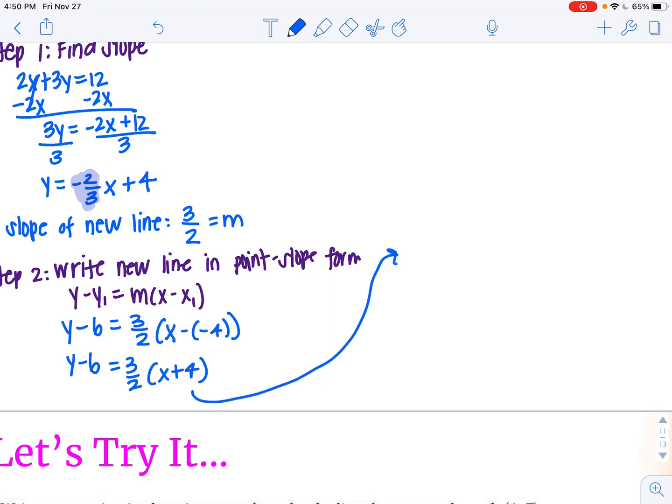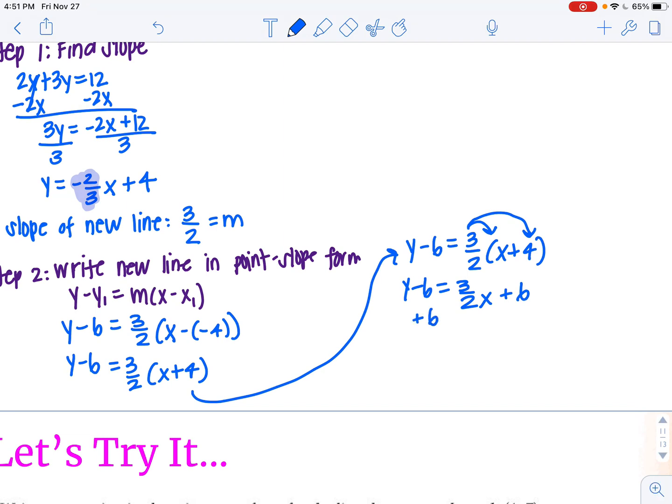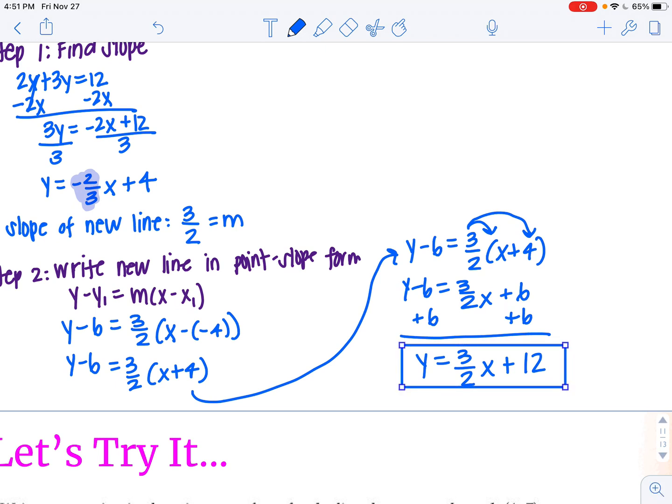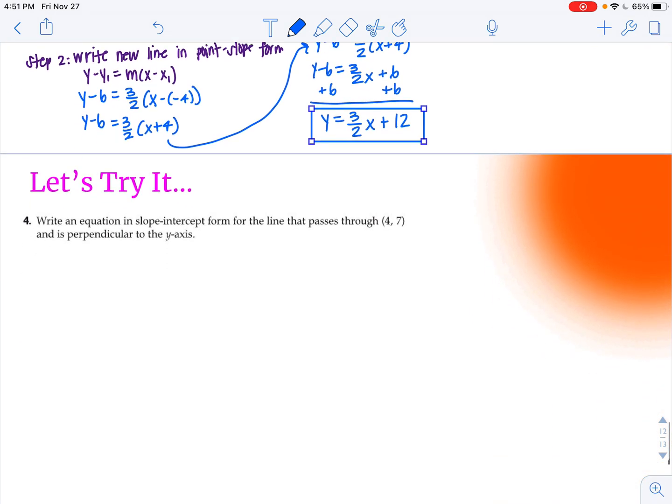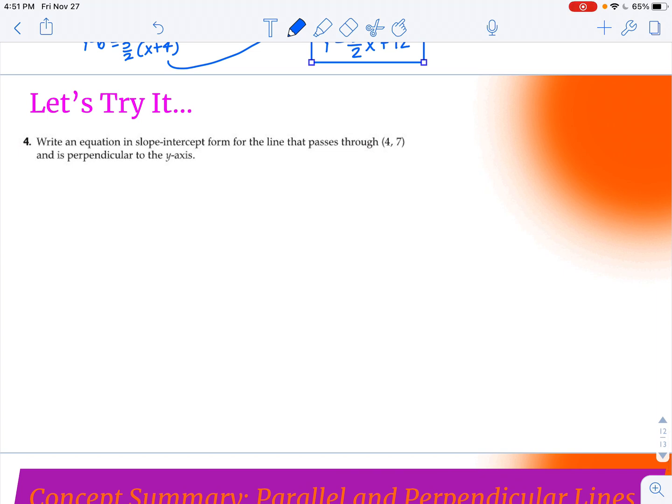And now we want to get it into slope-intercept, so we're just going to simplify. Y minus 6 equals 3/2 times x plus 4. Y minus 6, we're going to distribute, equals 3/2x. 3 times 4 is 12, divided by 2 is 6. Add 6, y equals 3/2x plus 12. And that is the equation of the line perpendicular to the given line in the problem. Now I'd like you to try number 4 on your own.